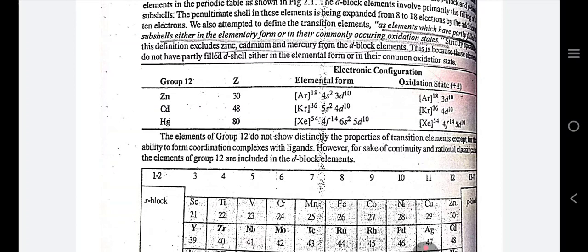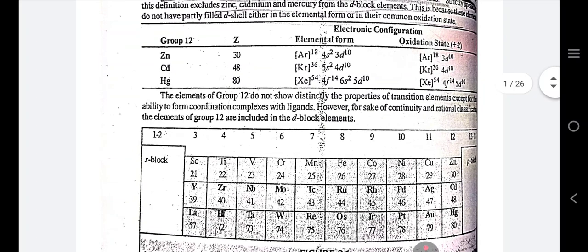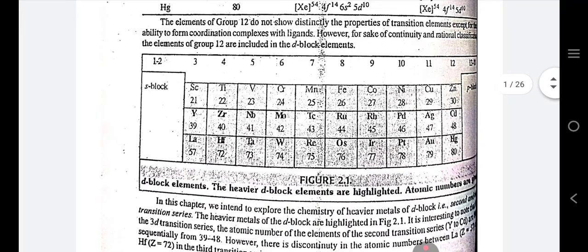Strictly speaking, this definition excludes zinc, cadmium, and mercury from the D block elements. This is because these elements do not have partially filled D subshell either in the elemental form or in the common oxidation states. The elements of group 12 do not show distinctly the properties of transition elements except for the ability to form coordination complexes with ligands.